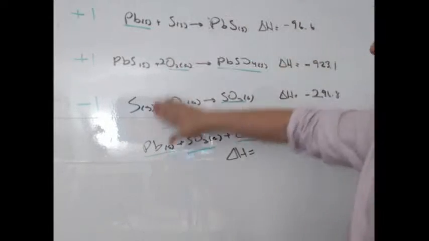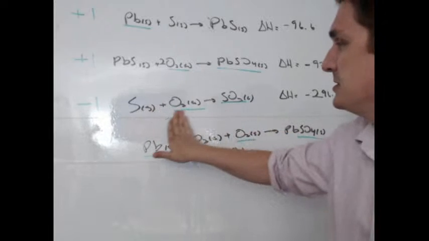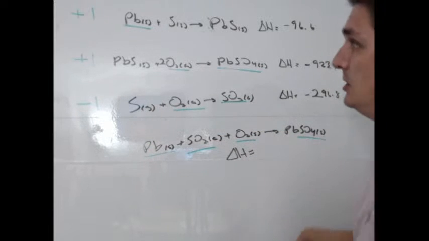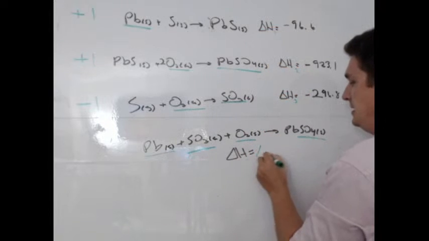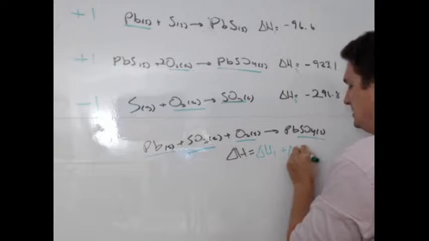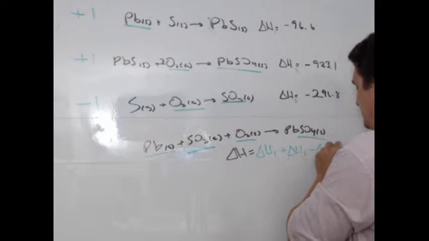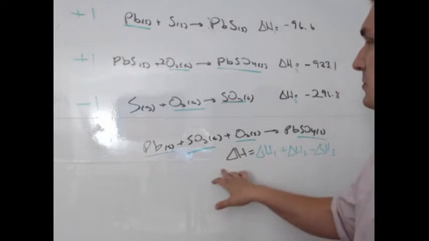So now that you've figured out how you would have to add and subtract the reactions in order to get them to equal this, we would do the same things with the delta H's. So this is 1, 2, 3. So delta H1 plus delta H2 minus delta H3 would give you the delta H here.